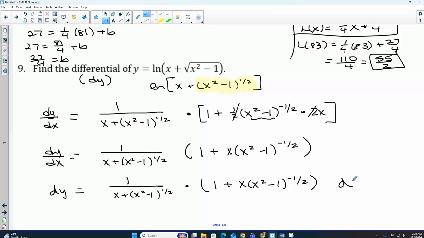So you just essentially multiply that dx over. So it's just your whole derivative times the dx. Basically the change in y is equal to that times the change in x. Is that one okay? So remember, the derivative of a log, 1 over the argument, chain rule as needed.